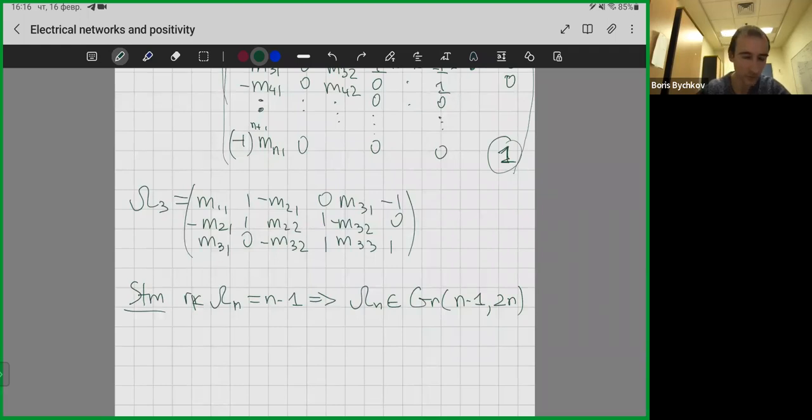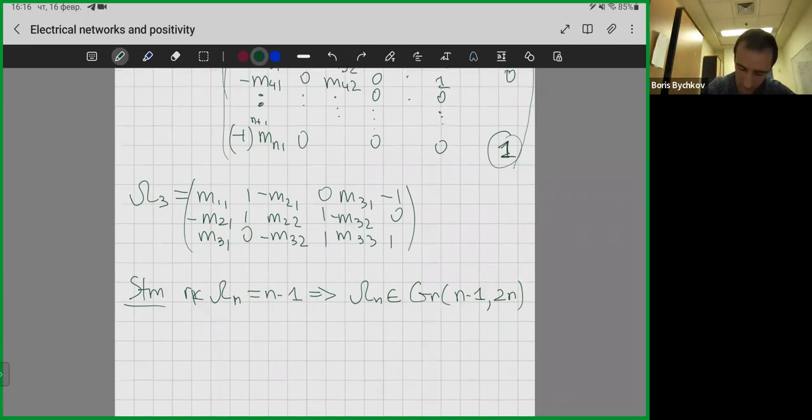Next, the next statement is that, let me define some subspace V.